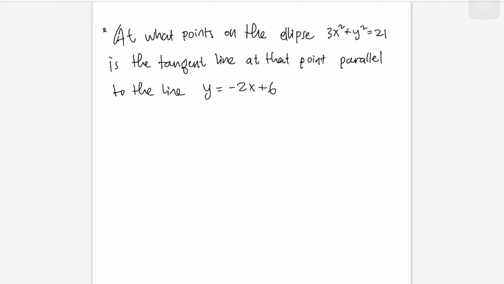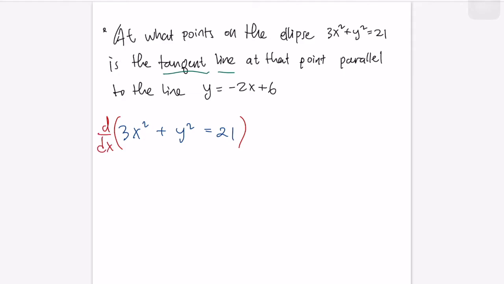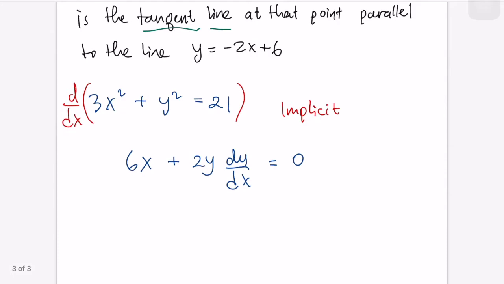Okay, are you ready? Let's start to find the answer. Let's start with the curve. We have the curve 3x squared plus y squared equals 21, because it's related to the tangent line. So what we can do is directly differentiate this curve using implicit differentiation. We differentiate: 6x for 3x squared, and then plus 2y, don't forget dy over dx, equals 0. And we can simplify this and make it negative 3x over y, right?